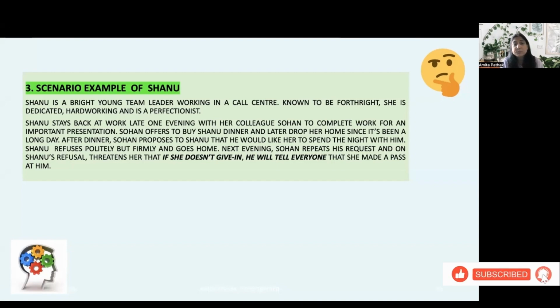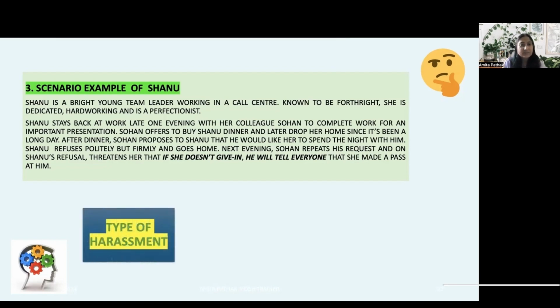After dinner, Sohan proposes to Shanu. He would like her to spend the night with him. Shanu refuses politely but firmly and goes home. Next evening, Sohan repeats his request and, on Shanu's refusal, threatens her. If she doesn't give in, he will tell everyone that she made a pass at him. So dear friends, what type of harassment is this? Let us understand.